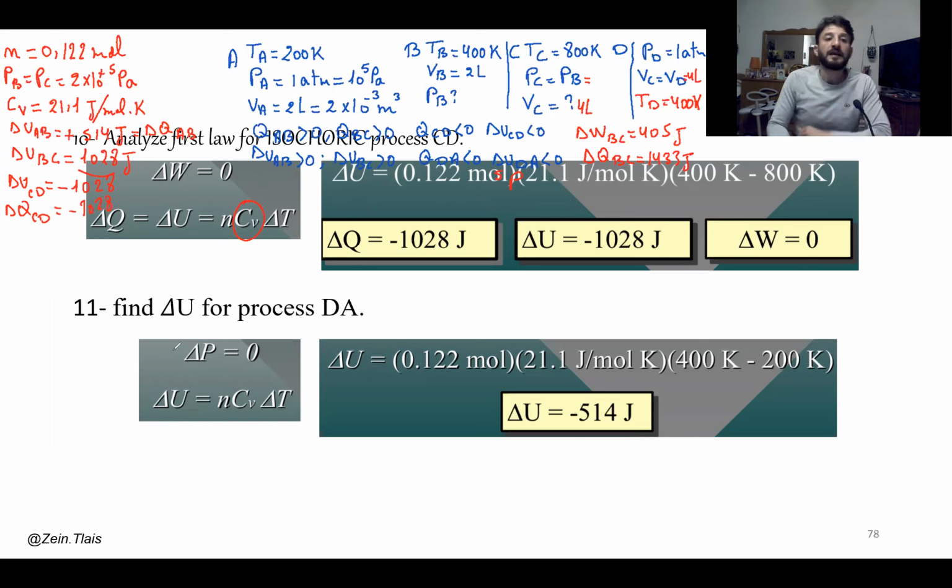Okay. Find delta U of DA. In the case of DA, we have a constant P. Okay, you can use directly delta U equals NCV delta T. I said before, you can use it in all processes. So we have N, we have this one, and this one. You can calculate delta U DA equals minus 514 joule.